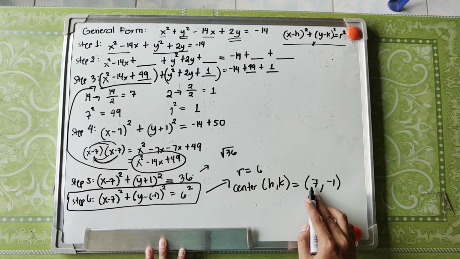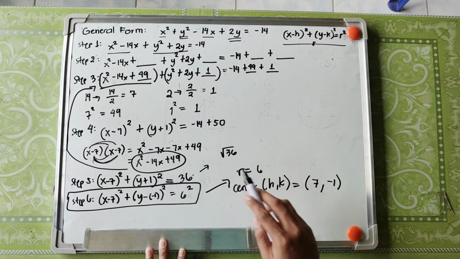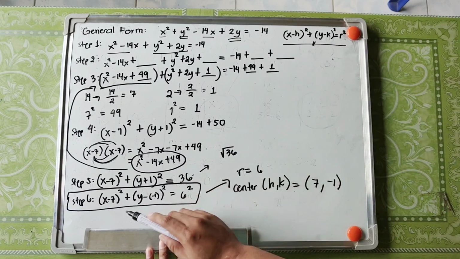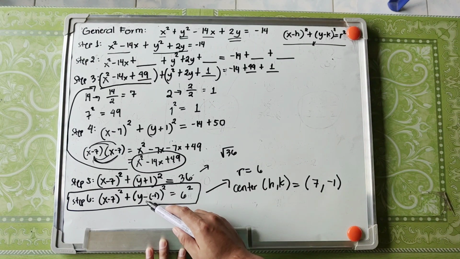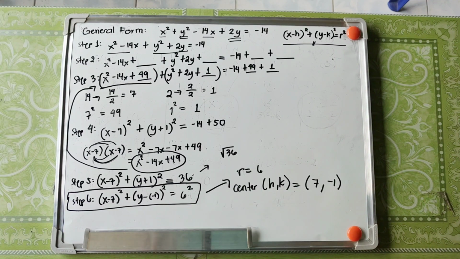Why is it positive 7? Because the negative sign is from the original equation, x minus h. So our h is positive 7 and our k is negative 1. So that is how we are going to transform the general form into a standard form for us to identify the center as well as the radius.